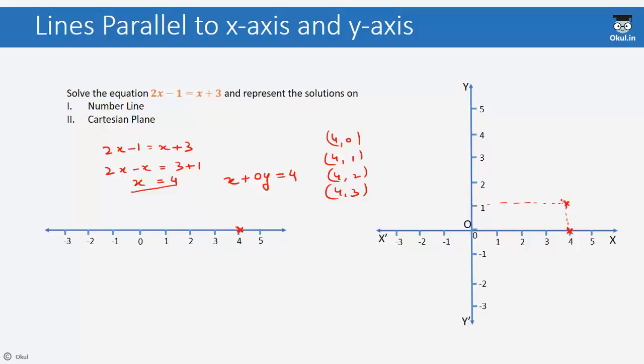Now (4, 2), 4 units along x-axis and 2 units along positive y-axis. That is, this will be the location of our point. Now (4, 3), 4 units along positive x-axis and 3 units along positive y-axis. On joining these points, we will observe that this line is parallel to the y-axis. That is, what I can say is that all equations in the form of ax is equal to c are parallel to the y-axis.